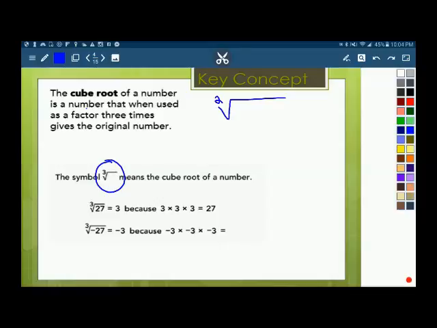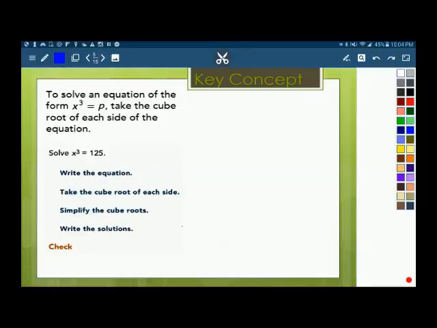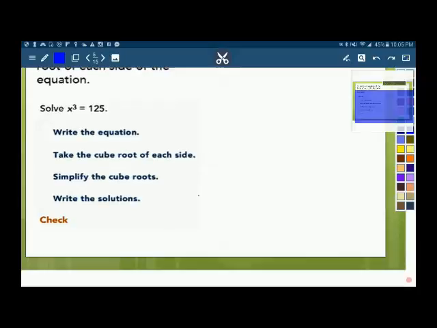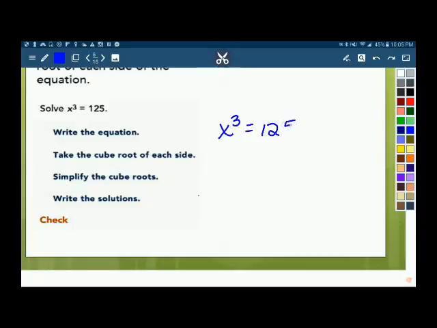So now I'm going to take the same idea from yesterday, where we had x squared equals p, and we're going to apply that same kind of idea to x cubed equals p. So I have here to solve x cubed is equal to 125, and I have the steps written out just like I did on our previous lesson. So I'm going to rewrite our equation. X cubed is equal to 125.